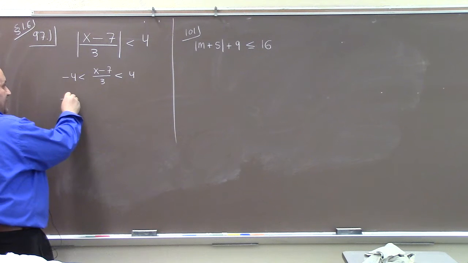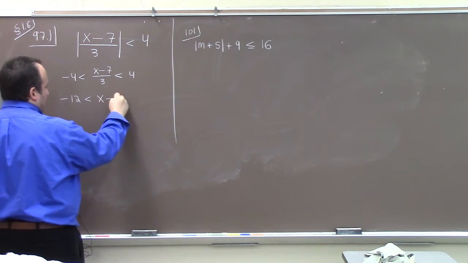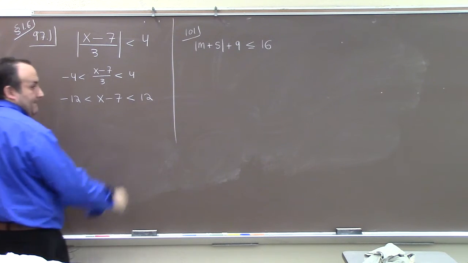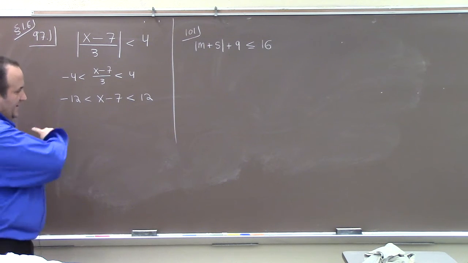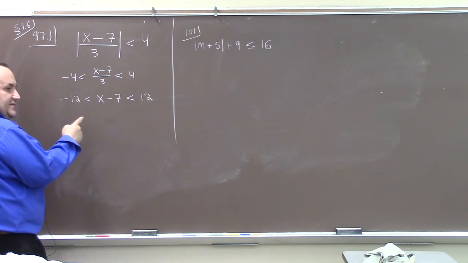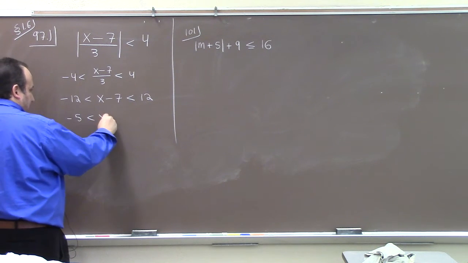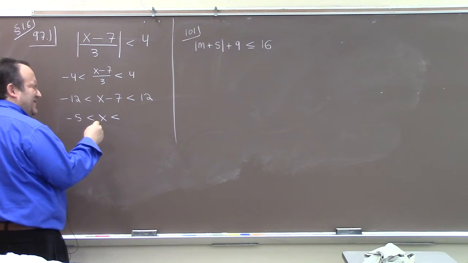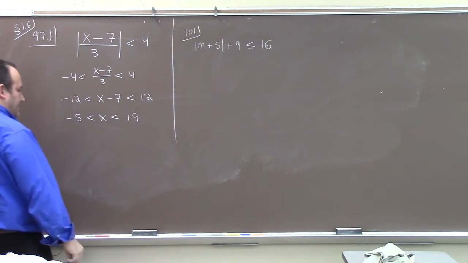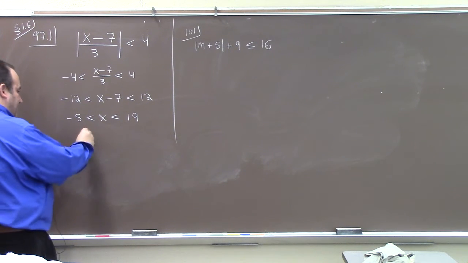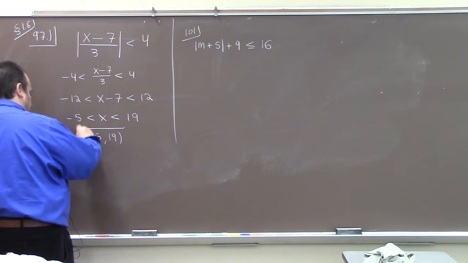So we have minus 12 less than x minus 7 less than 12. And then what? Yeah, add 7 across the board. Minus 12 plus 7 is minus 5, less than x, less than 12 plus 7 is 19. 19, right? There you go. So the answer in interval notation is minus 5 to 19.